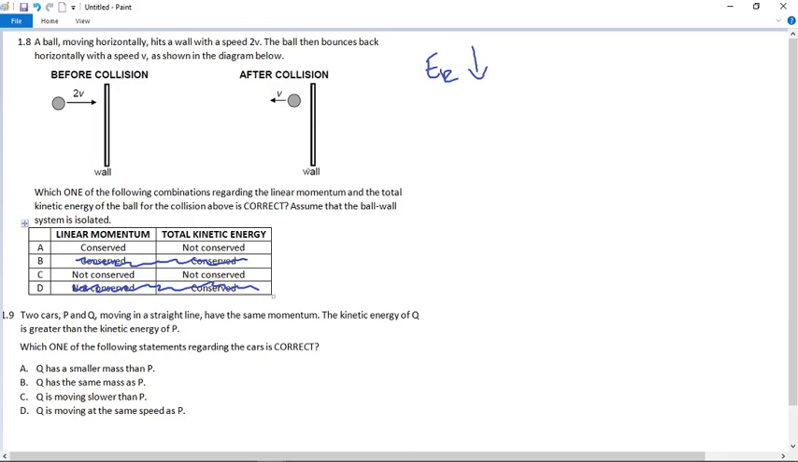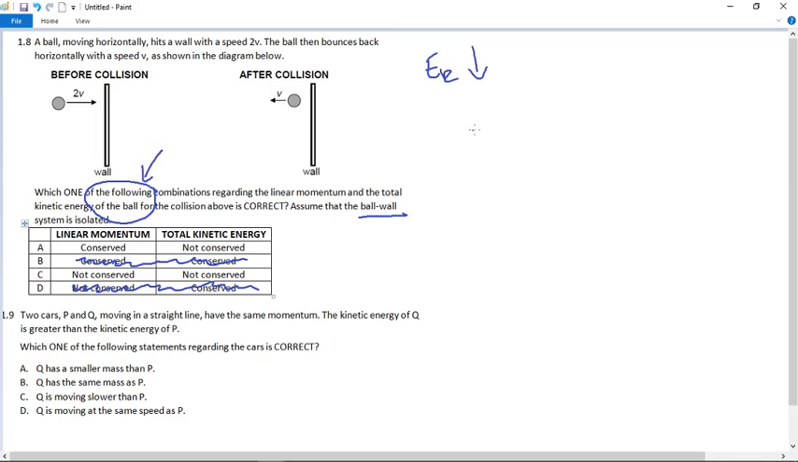Okay, so now this question's given me some trouble. The only thing I can conclude, in this question, it says which one regarding the linear momentum and total kinetic energy of the ball. If you see here, it says the ball-wall system is isolated. That means that both objects, the ball and the wall, are considered together when we consider the system. But this question is asking you only about the linear momentum of the ball.